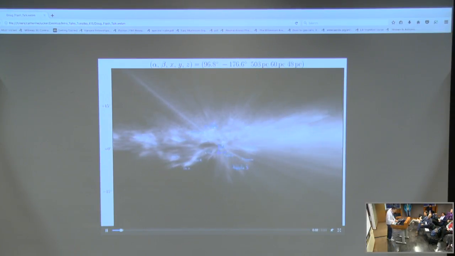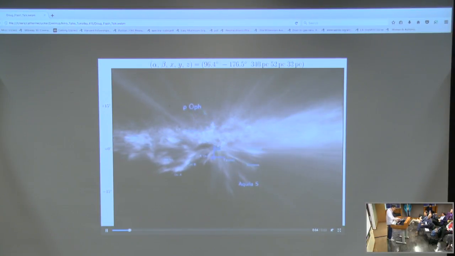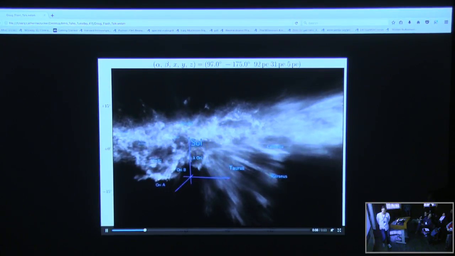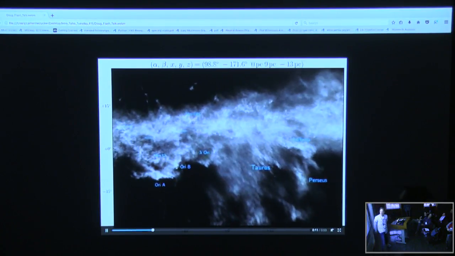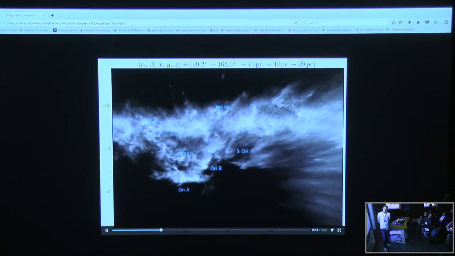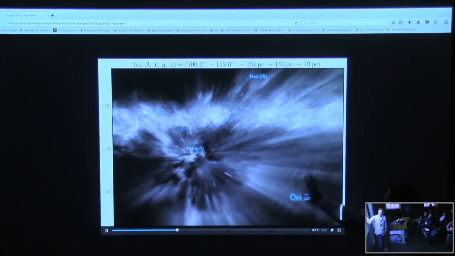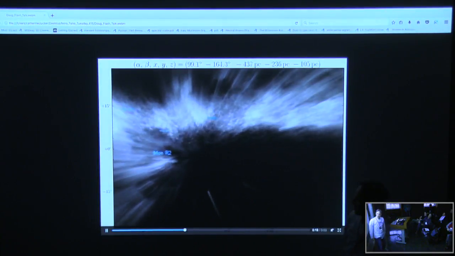Now, I know you worked hard to get the lights on, but it does look better with the lights off. So we're flying towards the sun. There goes the sun. Look out! And now we're heading towards Orion. And Mon R2 is about twice as far away as Orion. So we fly through Orion to Mon R2.